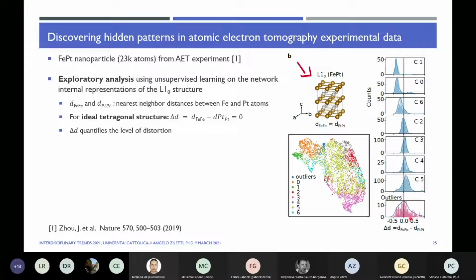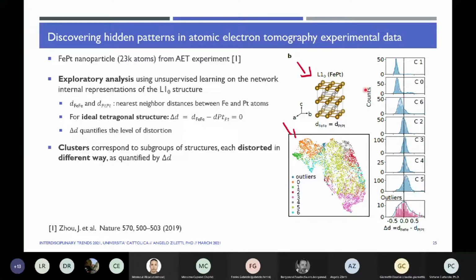When you look at the outliers, it's really just broad, which means that you can extract some information from the network, because these clusters correspond to substructures that are distorted in different ways.